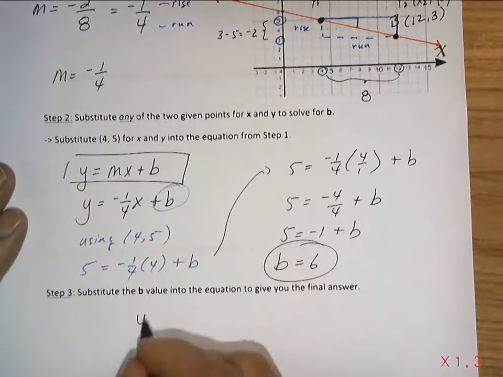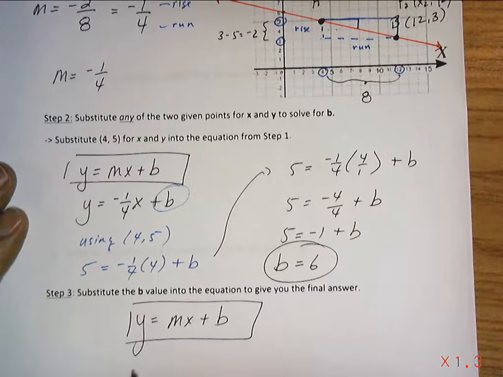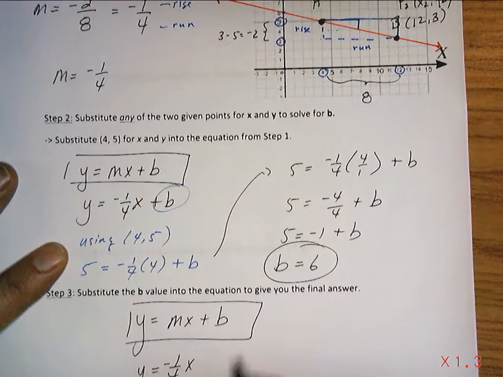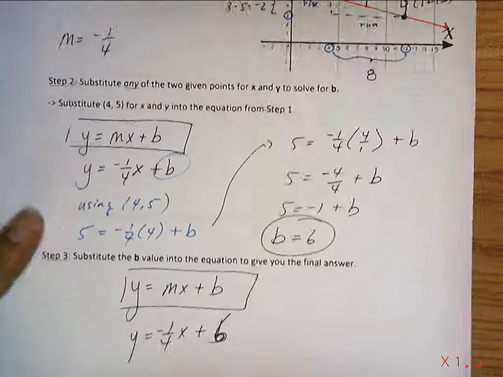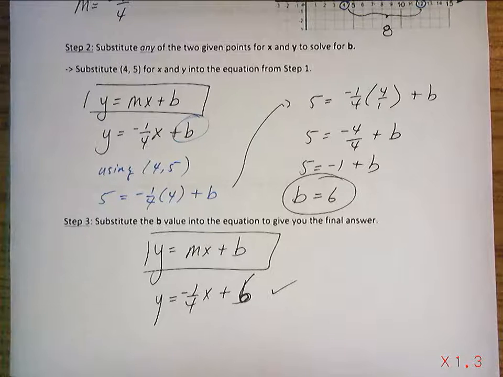So that means that our final answer, we substitute in our slope that we found, and we substitute in the b value. Oh, that's a 6. And we're good to go. That's our final answer. All right, I'll stop there and do the last page with you.